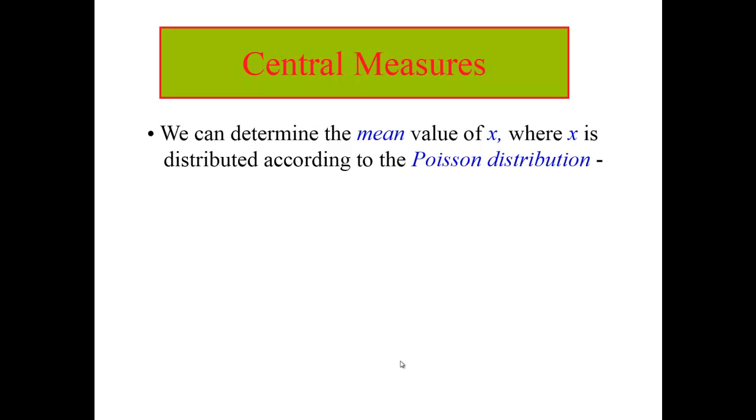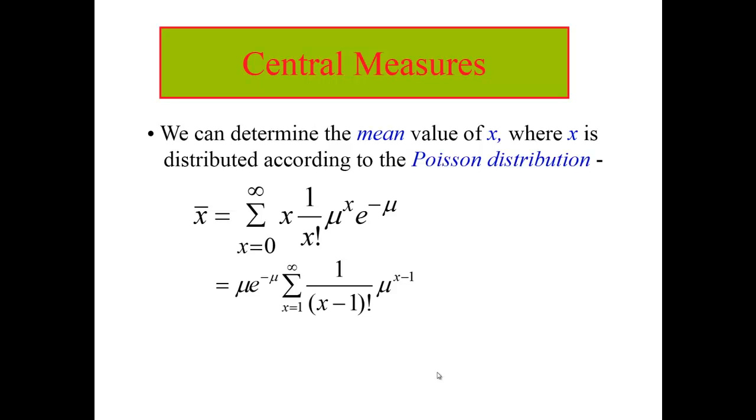We once again would like to determine central measures, so we'd like to know the mean and the variance. The mean is really easy to evaluate because we start with this expression here. We take x multiplied by the probability of getting x and add that up over all of the possible outcomes. You can pull out a factor of mu, which leaves behind mu to the x minus 1, and you can pull out a factor of e to the minus mu, because that doesn't depend on any value of x. So those two come outside the sum, leaving behind this term.